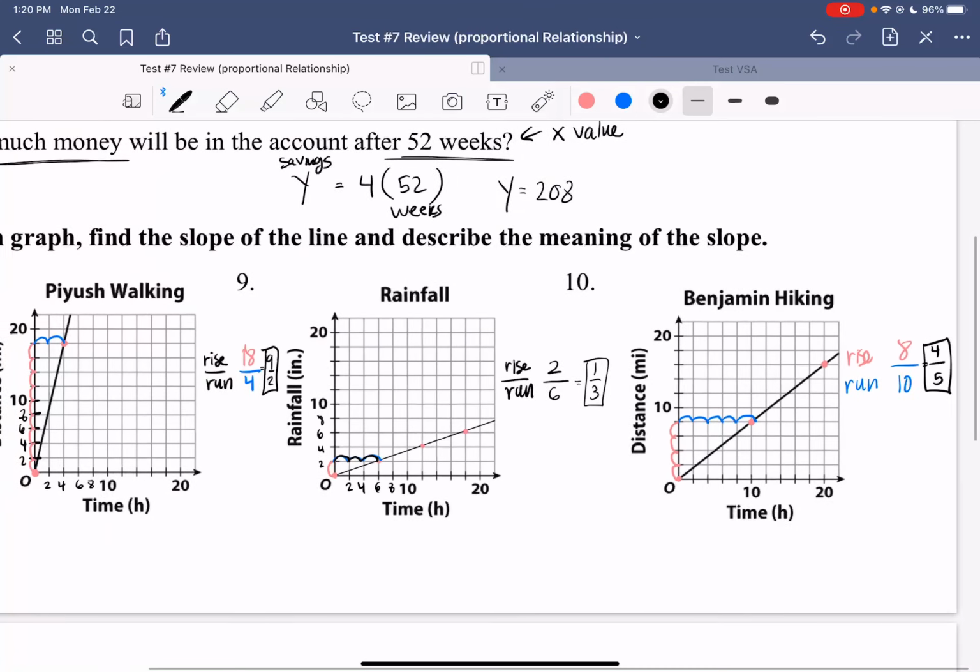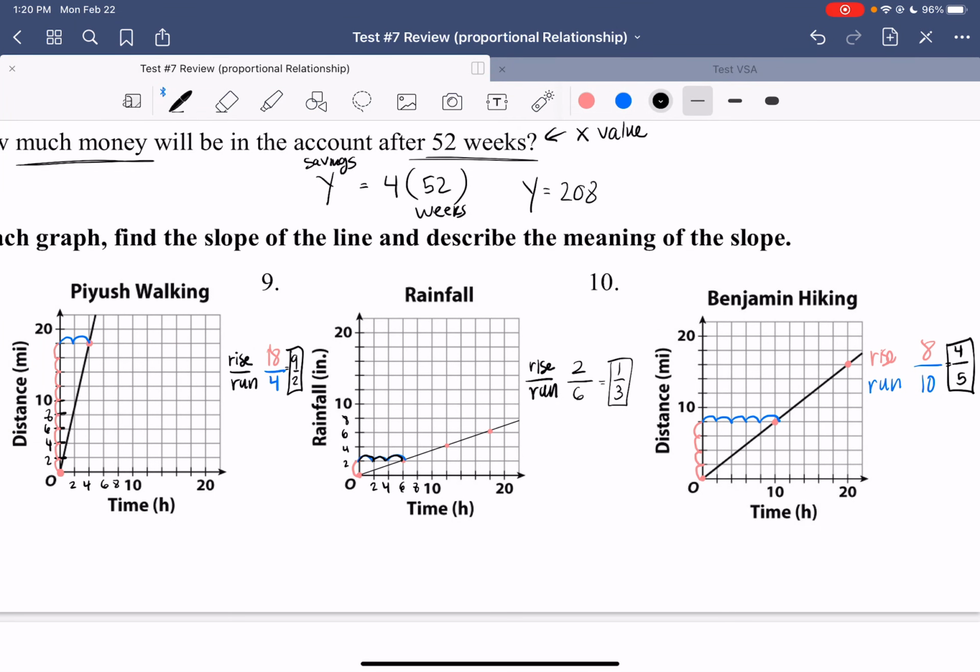It said to describe the meaning of the slope. If you notice here, this is the time in how many hours, how far someone can walk. For number 9, it's how much rainfall is going to happen over a certain amount of time. Or hiking, Benjamin, how far he can hike in each hour. So miles per hour, we have rainfall per hour, we have miles per hour on that one as well.